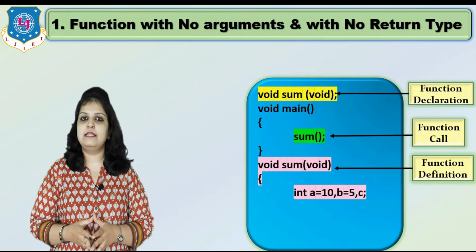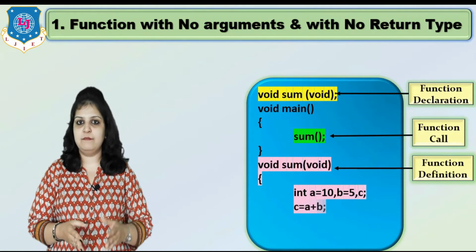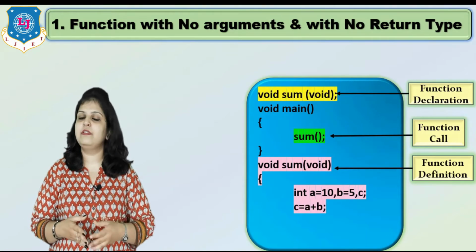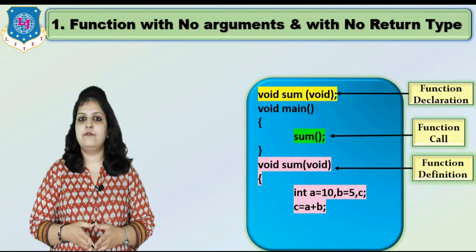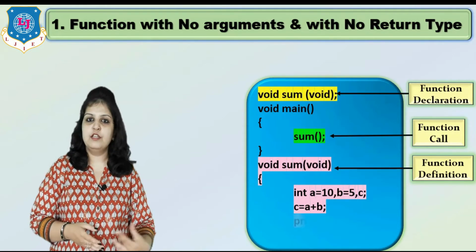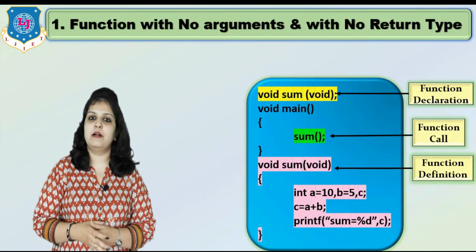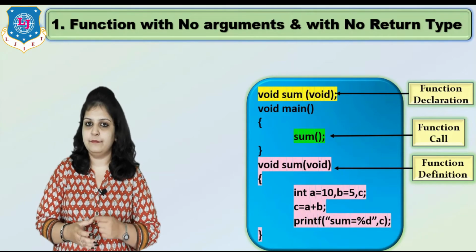Now next step is c is equal to a plus b. So 10 plus 5 will be execute and 15 answer will be stored in our variable c. And at last we have to print the output. So printf sum is equal to %d comma c.